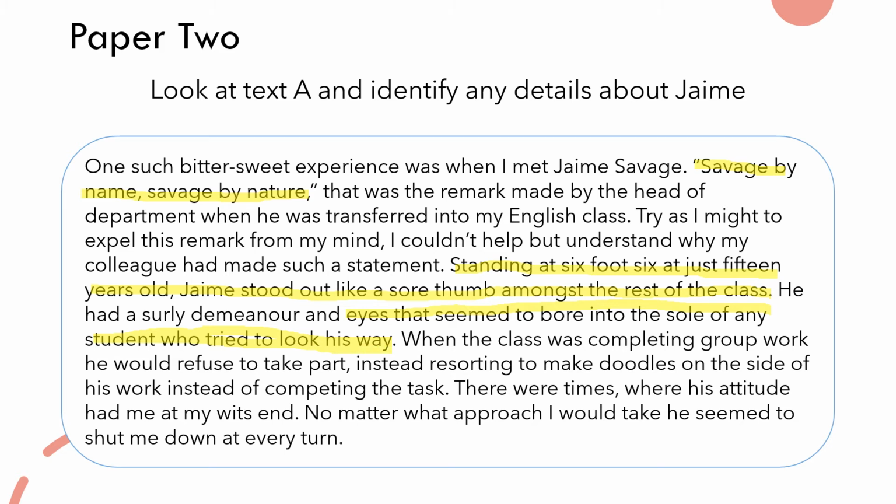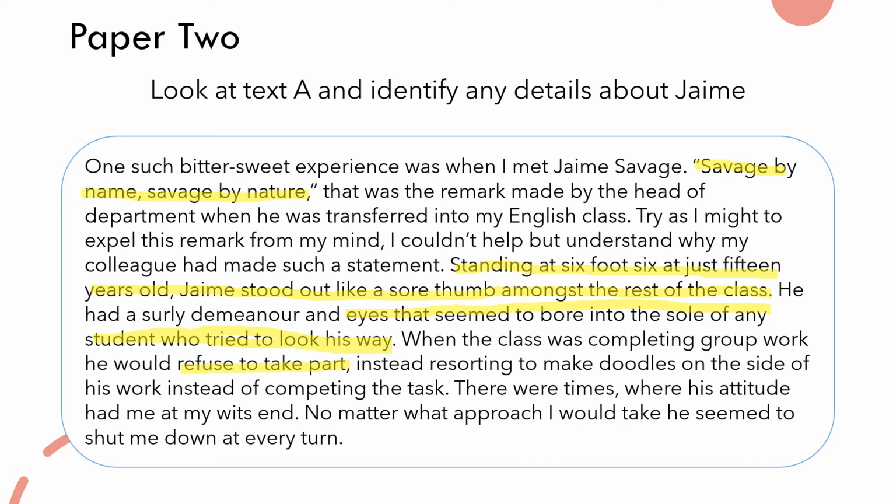"When the class was completing group work, he would refuse to take part." Okay, so we've got refuse to take part. That's telling us that he's not someone who potentially puts in all the effort that he probably should within his lessons. As we're going through this, you should be consciously aware that you also need to be comparing this to the other character who we haven't yet looked at for source B, and think about the kind of things that might come up and how it might be perceived, because this is a modern student and in source B it's going to be the older one, the one from the 19th century.